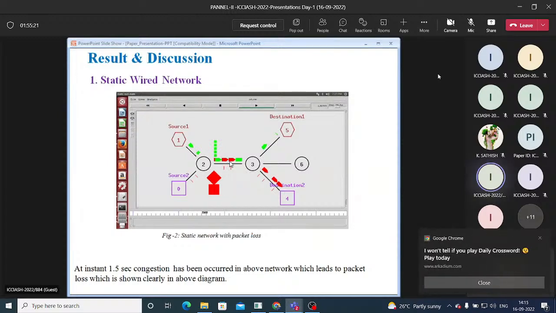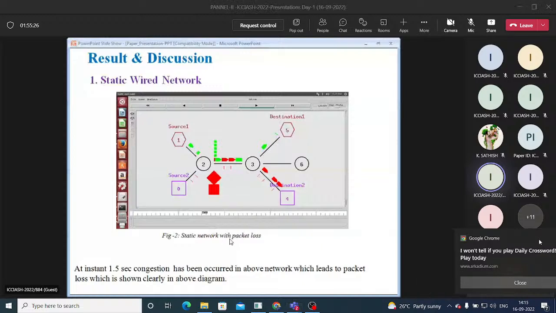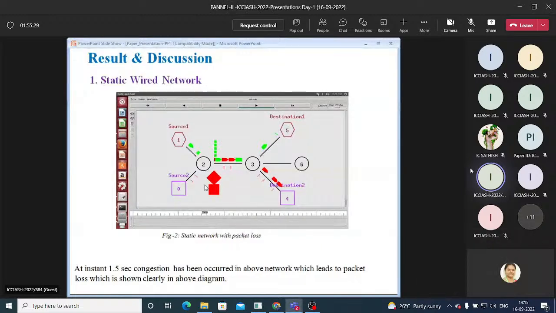So this is the second scenario of the static wired network, where we have analyzed the scenario for packet loss. If you observe between node 2 and 3, whenever the traffic or packets become more in that particular link area, then due to congestion, some of the packets will get dropped. That can be indicated on the simulator. So why does this congestion occur? When the network is unable to handle a lot of traffic, then that scenario might occur.